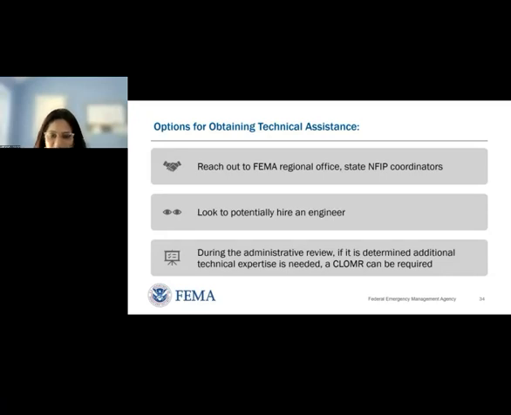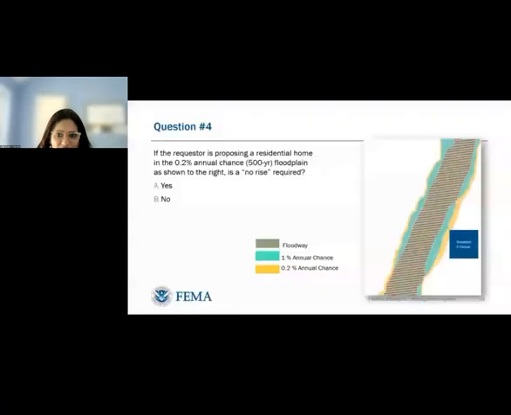If you are not 100% sure whether you got all the data necessary, or your no-rise is clear, or if the data itself feels more complicated, then you could use some of these potential technical assistances. With that, I want to just do one more knowledge check. We'll see if you are able to answer this one.